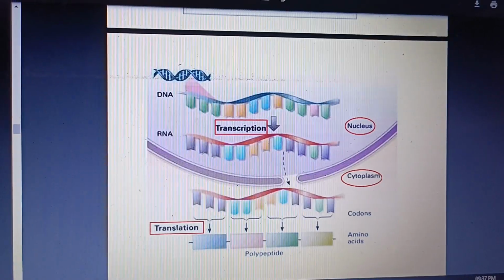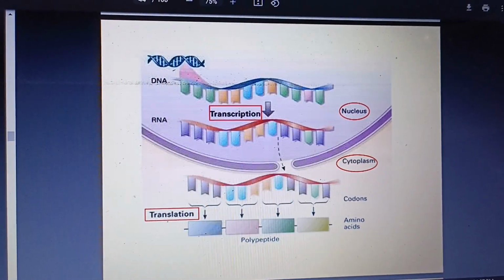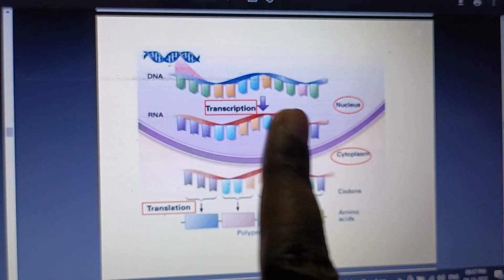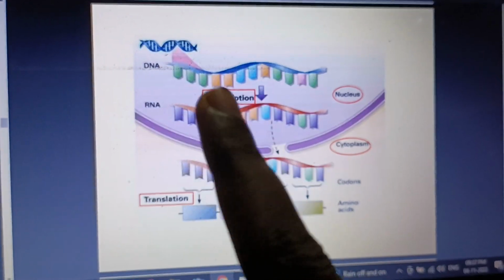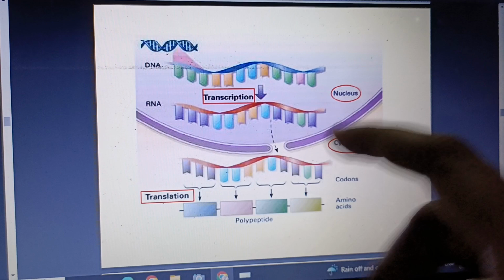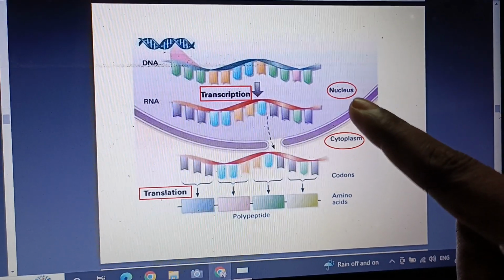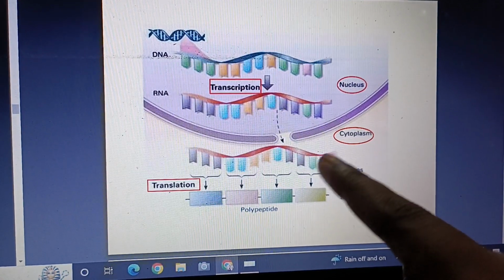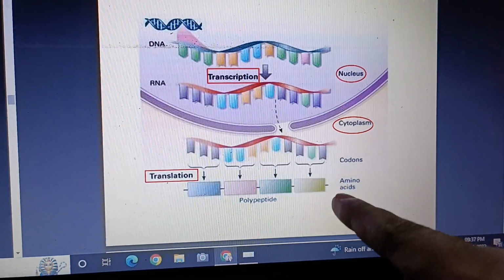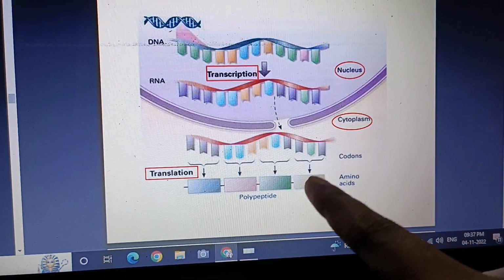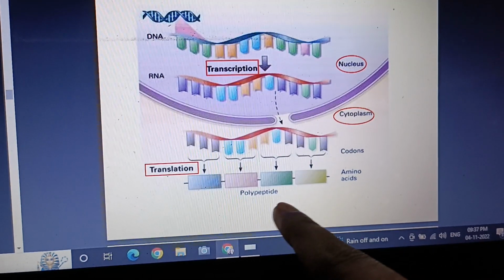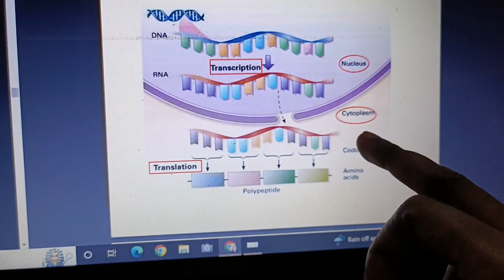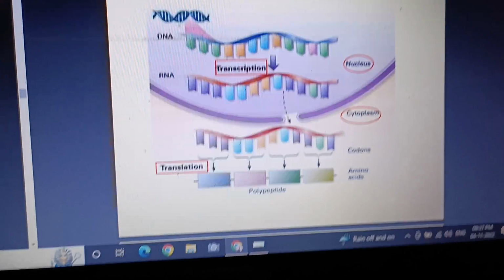Okay, so this is a pictorial representation of the transcription mechanism. First your template DNA is here, and followed by this, RNA will be synthesized. These processes happen inside your cellular nucleus. After transcription, your mRNA moves to the cytoplasm and gives codons to synthesize what? Your proteins, your polypeptides. So this process, your translation, will happen outside the nucleus, that is, in your cytoplasm.